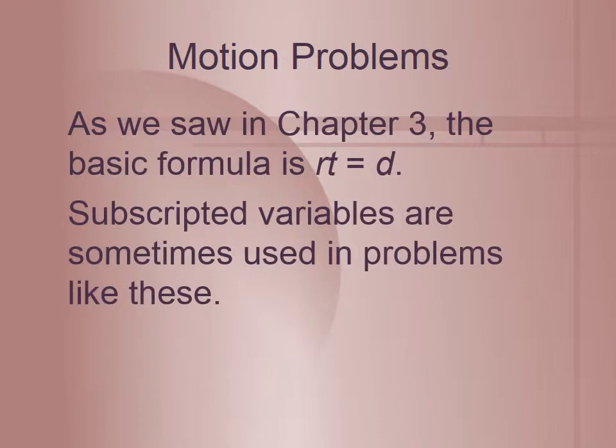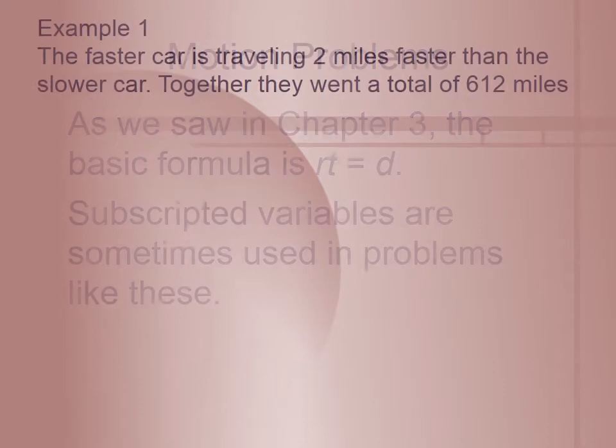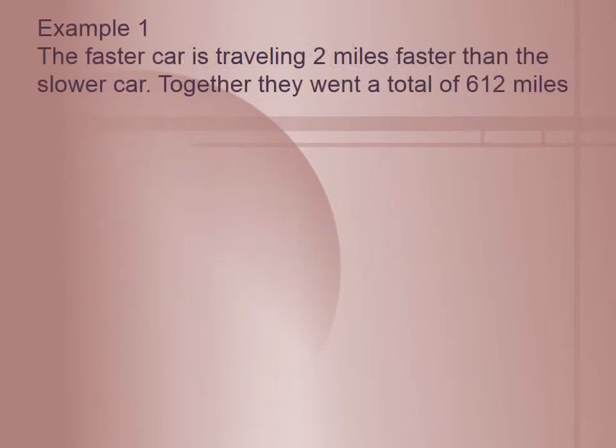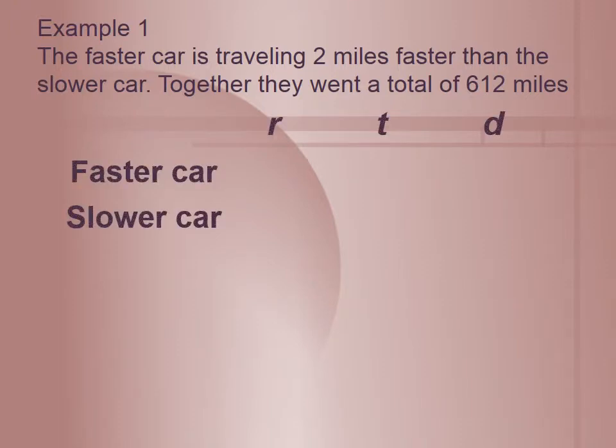So we are going to use things called subscripted variables, and we're going to use those to help us keep straight the different types of variables that we're going to use. For example, if we're talking about two cars, a faster car and a slower car, we're going to use subscripts. We're going to have the rate of the faster car and the rate of the slower car. And our example says the faster car is traveling 2 miles faster than the slower car. So together, they went a total of 612 miles.